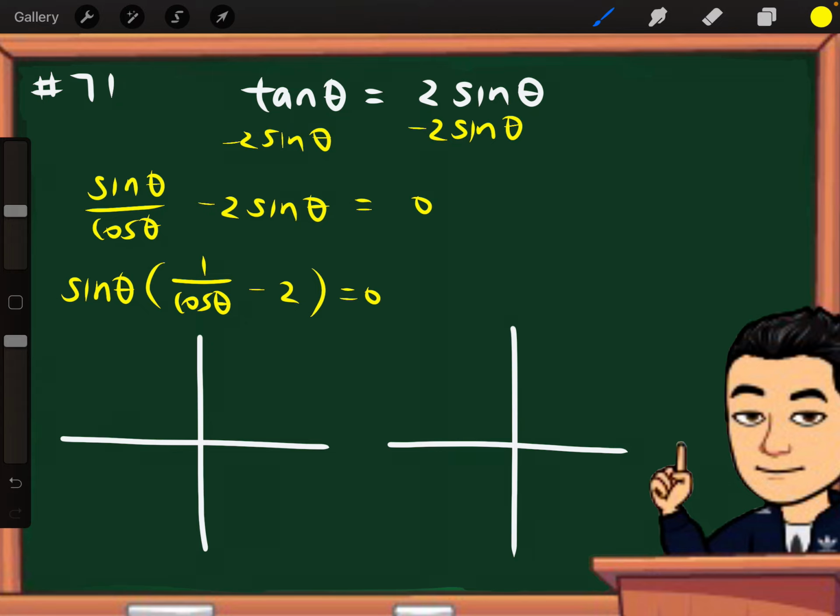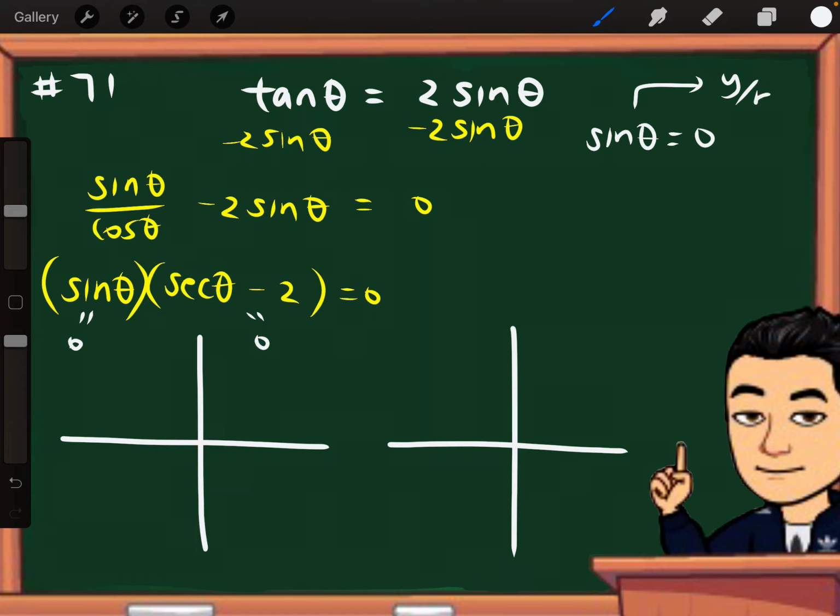We know that 1 over cosine theta is basically, not cosecant, but secant. So that's going to be secant. Then I'm going to put in the parentheses here to tell myself that each factor is going to equal 0. So sine theta is equal to 0, and let's work on that one. That's pretty much saying that y equals 0, because sine theta is technically y over r. So if it's equal to 0, that means my y is equal to 0.